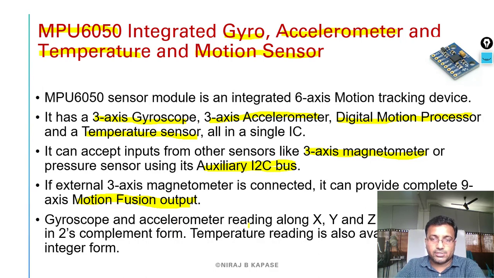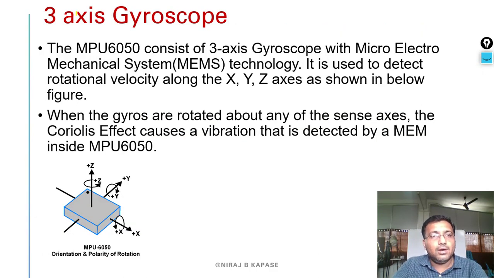The gyro and accelerometer X, Y and Z axis values are available in 2's complement format. The temperature reading is also available in a signed integer format. So we are going to read the temperature values, and also the X, Y and Z values. There are internal registers available, and with the particular address we are going to read those values. Here it is a 3-axis gyroscope.